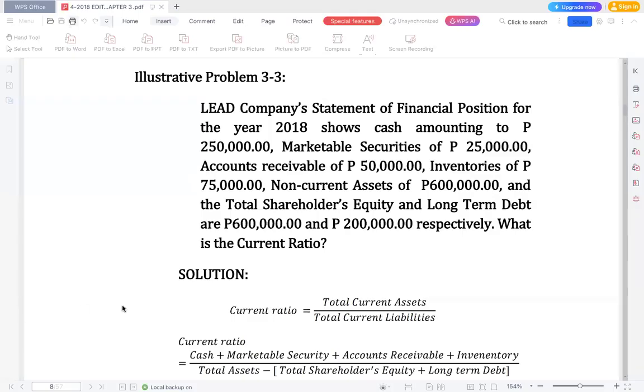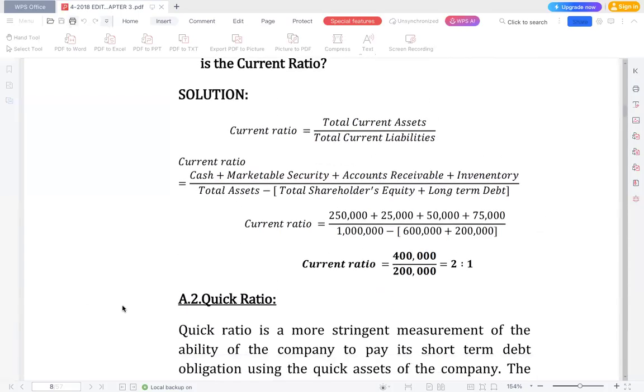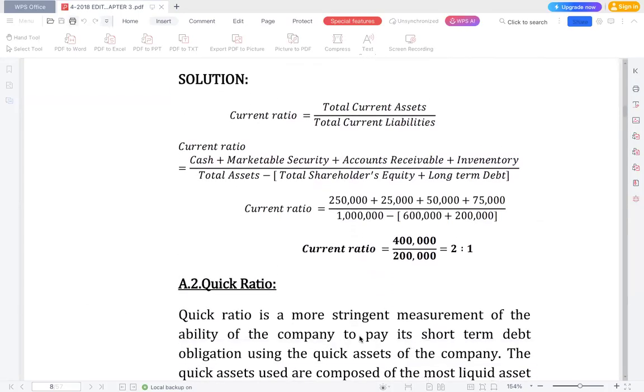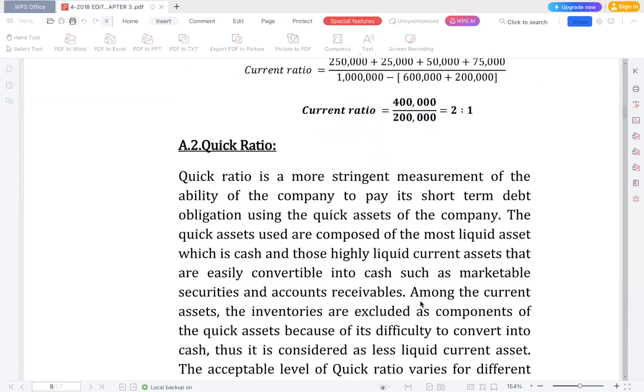So this is our solution. Suggested answer is 2:1. 250 plus 25 plus 50 plus 75 divided by 1 million, less 600,000 and 200,000. So that is for your current ratio.